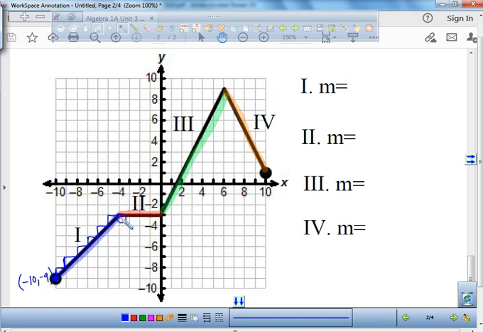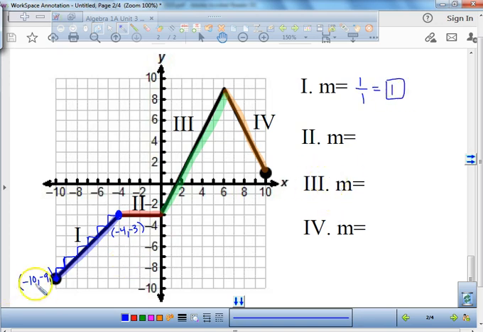Now, what is this point right here? What would you guys say that is? Negative 4, negative 3, all right? So check this out. If I go up 1 over 1 each time, that's going to be what slope? A 1 over a 1, so my slope is 1.